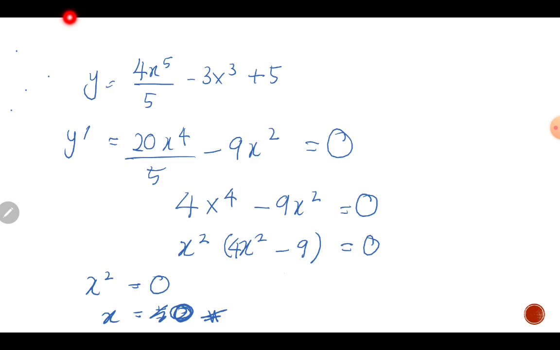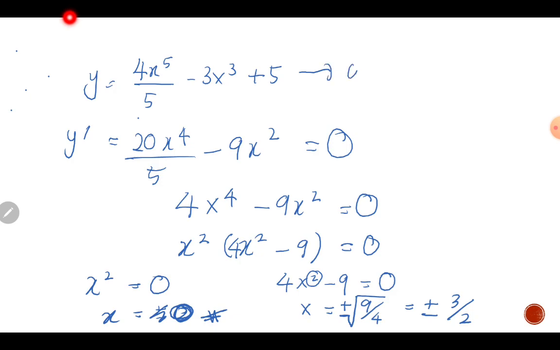And the second one is 4x square minus 9 equals to 0. So, we have x is equals to square root of 9 over 4. Yang ni ada plus minus sebab square kat sini. So, jawapan dia adalah plus minus 3 over 2. Punca kuasa 9/4 adalah 3/2. So, jawapan yang ni, dia punya critical points dia ada berapa? We have 3 critical points at x equals to 0, negative 3/2 dan 3/2.